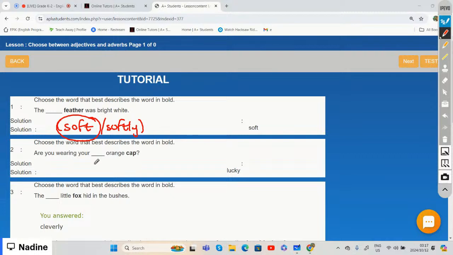All right, if we look at the next one, it says, are you wearing your luckily orange cap, or are you wearing your lucky orange cap? Which one is correct? Luckily or lucky?